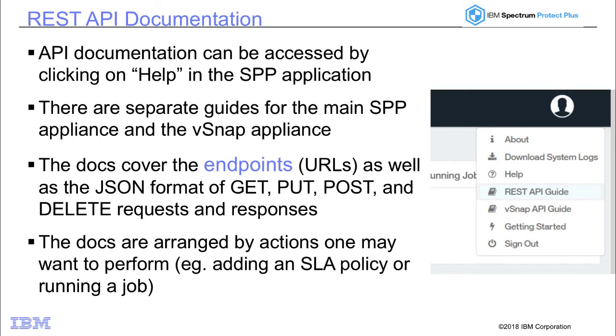The documentation is available from the application itself, and it's broken into two parts. There's a REST API guide and a VSnap API guide. So you'll see the documentation broken into those two particular areas. And the doc will include all of the endpoints or URLs and the JSON format that you can expect to receive from all the gets, the puts, the posts, and the deletes.